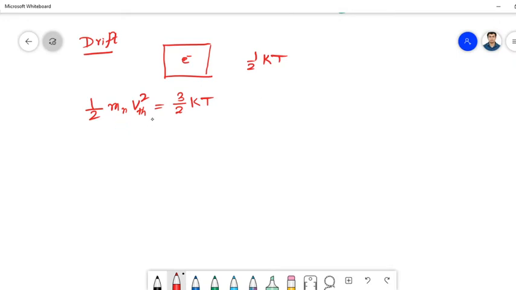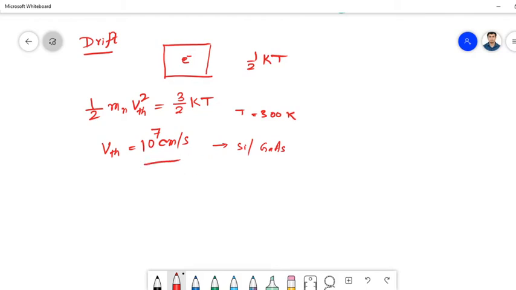Now if you put in all these values, k is a constant, and T at room temperature will be about 300 Kelvin, right? So if you put in the effective mass of an electron for silicon, the vth you calculate comes to around 10 to the power 7 centimeter per second. This is for silicon, and even gallium arsenide comes in this range.